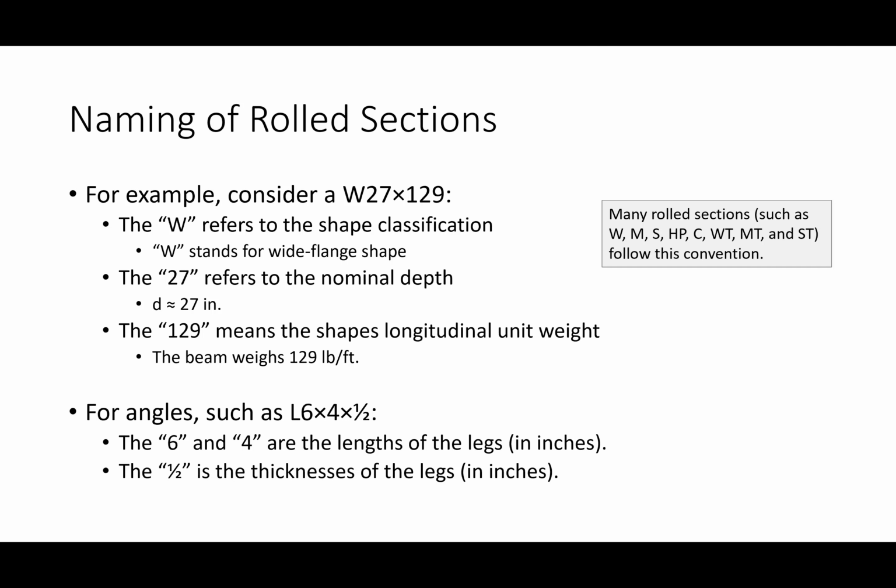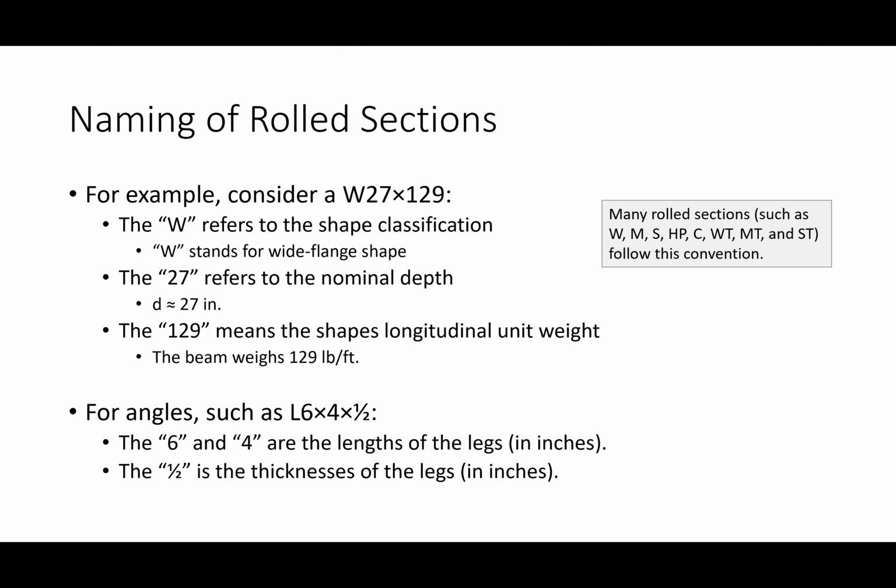So what does that mean? The W corresponds to the type of shape. So it could be a W, an M, an S, an HP, a channel, WT, whatever. So that's just the family of cross sections that we're looking at. So we have a W section. What does the 27 stand for? The 27 stands for about how deep it is. And I say about because if you look at all of the W27s, there's going to be variations in its depth.